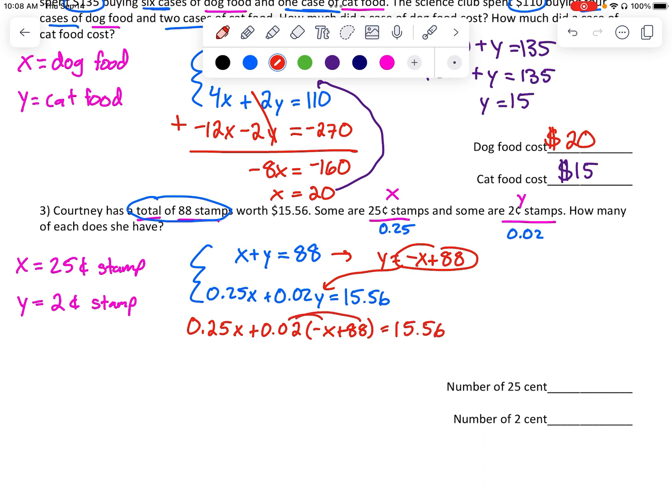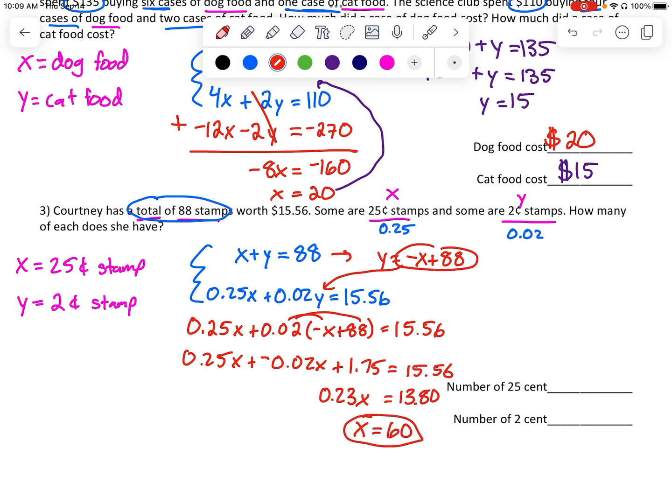So we'll distribute. Then we're going to subtract over the 1.76. So we're left with 13.80 and combine like terms, which leaves us with 0.23x. And then we divide by 0.23, we're left with 60. So number of 25-cent stamps are 60.